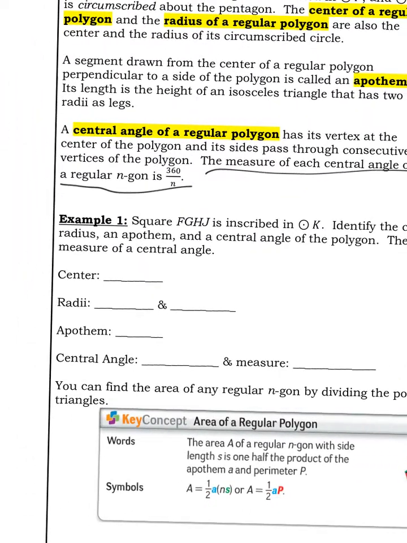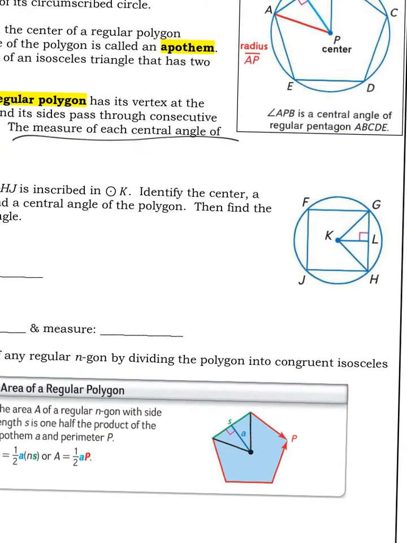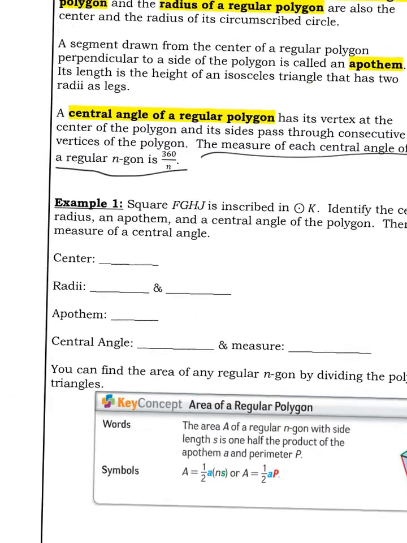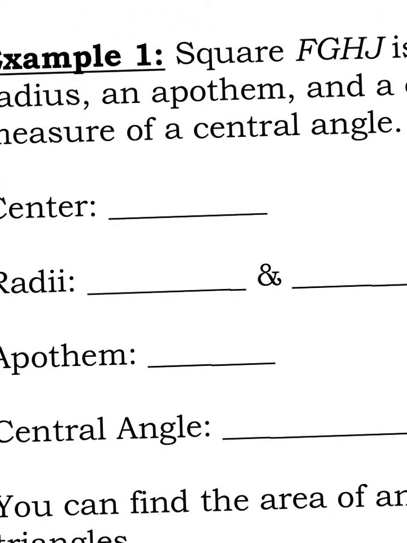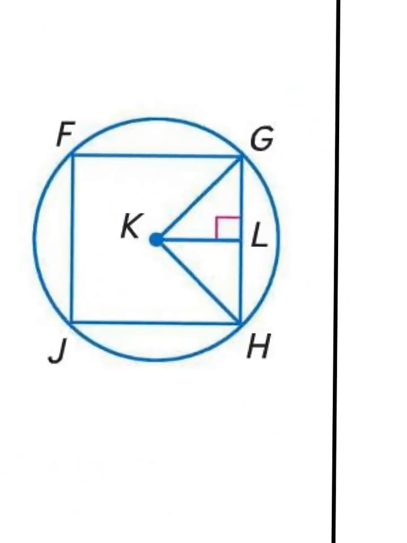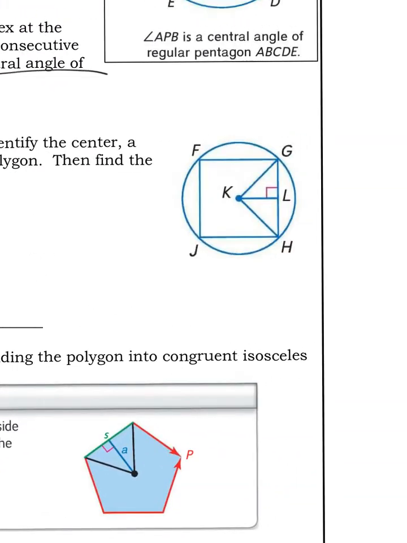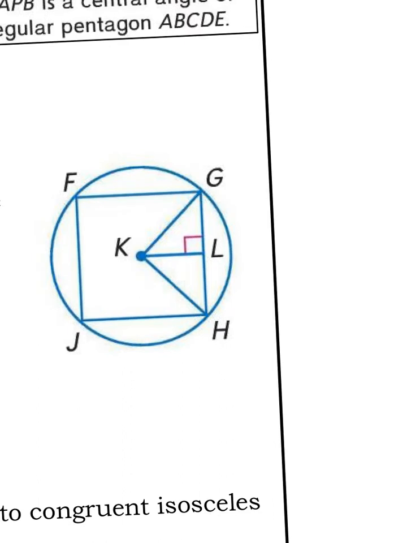But let's just get started. The center of this is K, and the radii are going to go to the corners, so KG and KH. Okay? And next is the apothem. The apothem is KL. And your central angle is going to be this. This is your central angle. Go from like radius to radius. So it's going to be GKH.